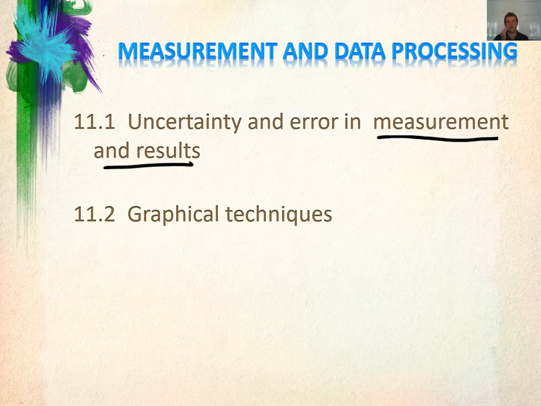So there are two parts of measurement and data processing that we're going to briefly go over in this PowerPoint, and then I'll go into more detail in class. Those two parts are uncertainty and error in measurement and results. We're going to talk a little bit about how that error is found in the measurement and how that error propagates into the results and how we can figure that out.